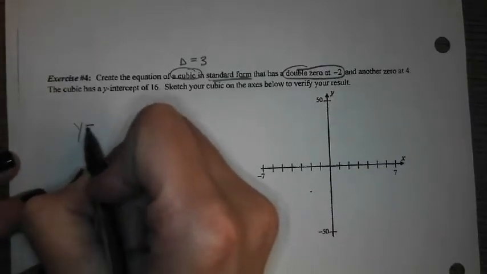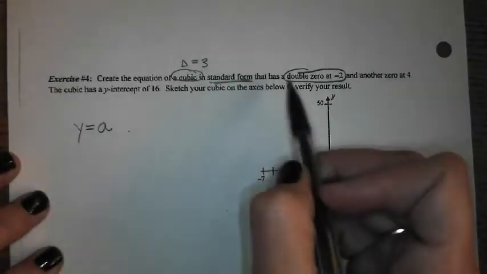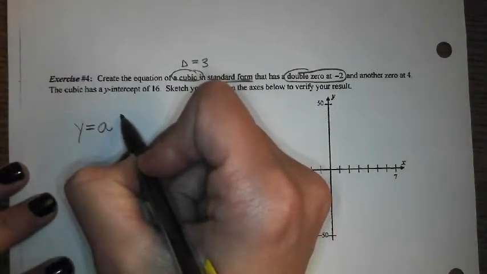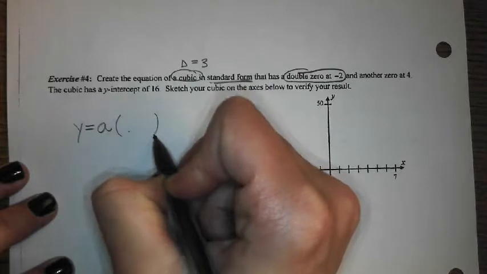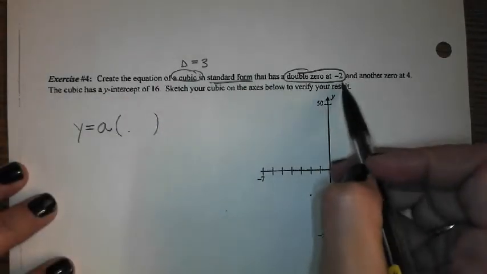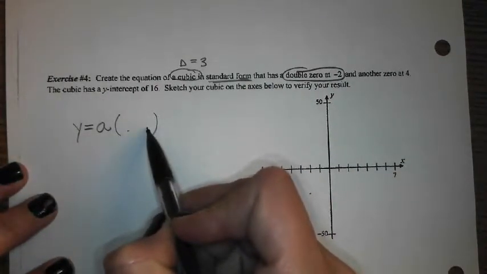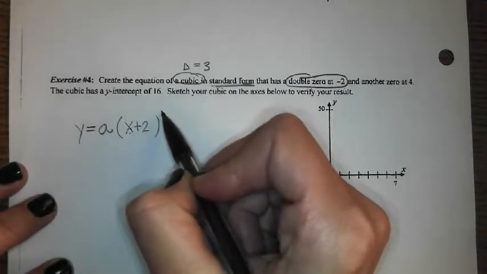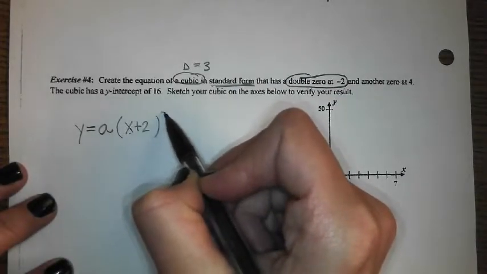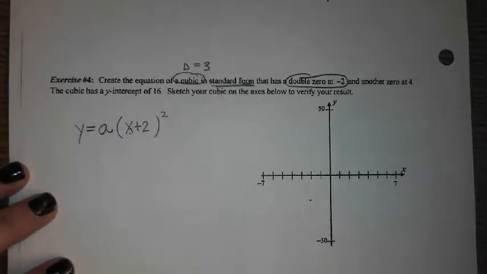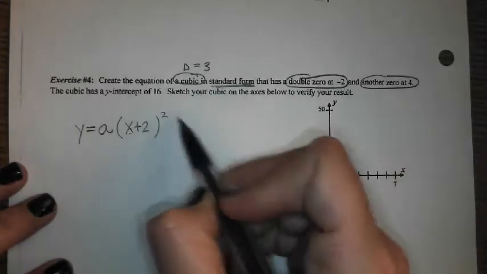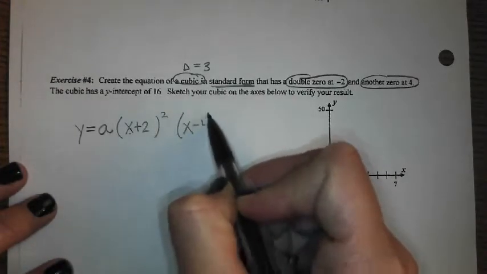So y equals a, and what's my factor? If my double zero is at negative 2, what's my factor? x plus 2. And what's my exponent? Since it was a double, multiplicity of 2. And another 0 at 4. Factor x minus 4.